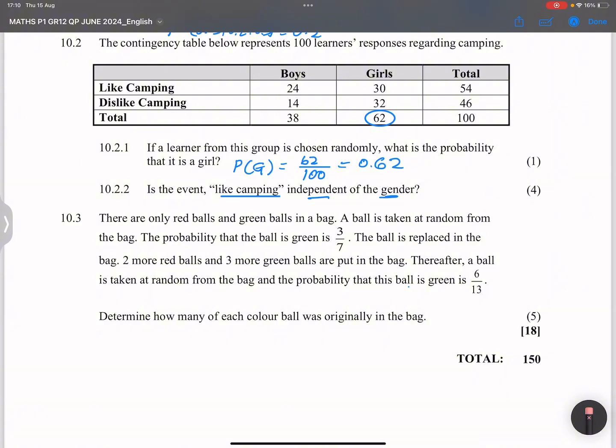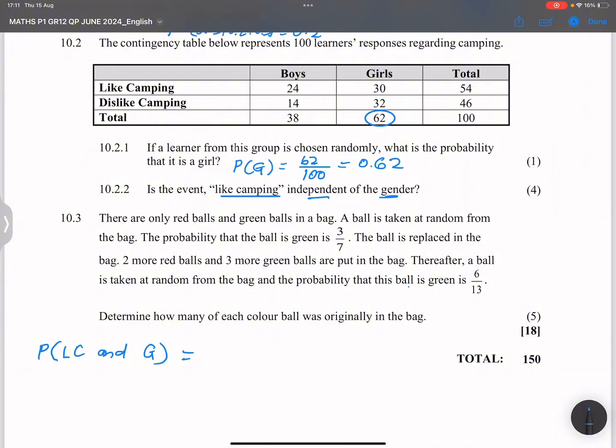So if I want to prove that the two events are independent, let's say the probability of like camping, and the probability of like camping and being a girl. Let's find that first. And what we're going to do is compare it with the probability of like camping and the probability of being a girl. You could have chosen boys, nothing wrong with that.